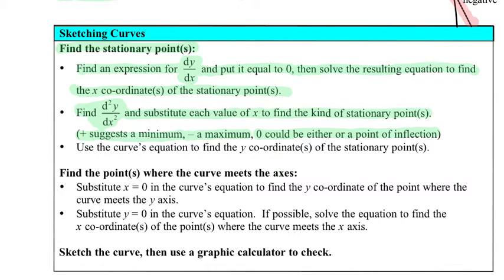Then find the point where the curve meets the axes. Substitute x equals 0 in the curve's equation to find the y-coordinate of the point where the curve meets the y-axis. Substitute y equals 0 in the curve's equation. If possible, solve the equation to find the x-coordinates of the points where the curve meets the x-axis. Sketch the curve, then use a graphical calculator to check.